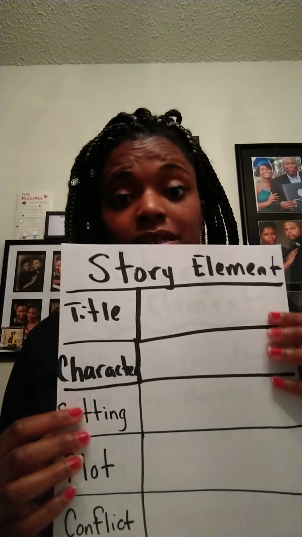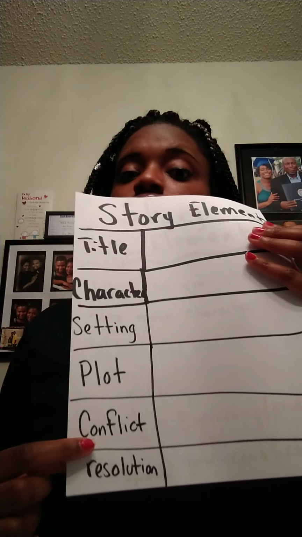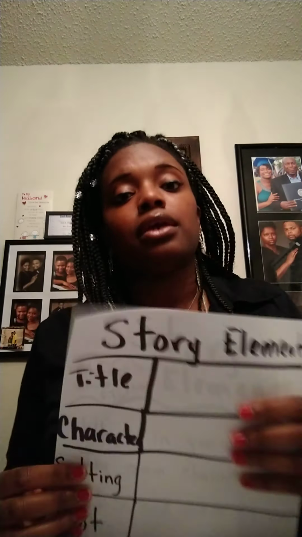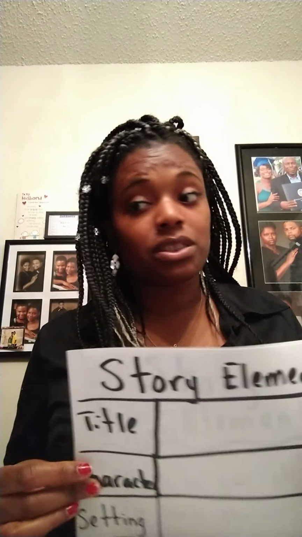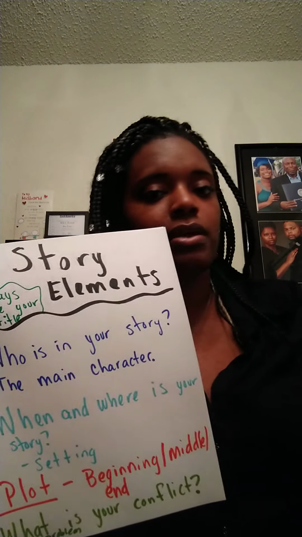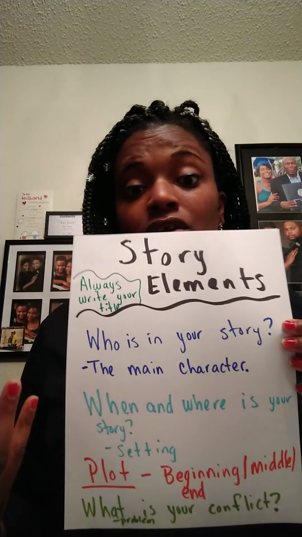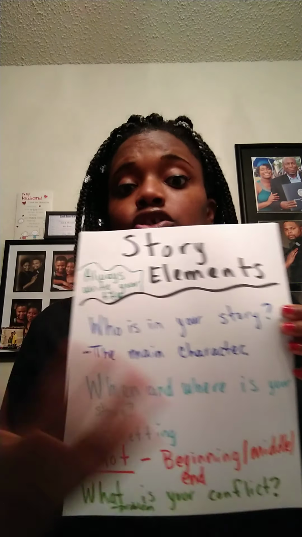So whenever you're reading to them, make sure you're going over the story elements, like what's your title, who are your characters, what's your setting, what's your plot, what's your conflict, and what's your resolution. Again, I am going to take pictures of these and post them so you can also have access to them. I also have this paper here. It tells you what to look for in each story element. So it says, who is in your story? That's your main character. It says, when and where did your story happen?